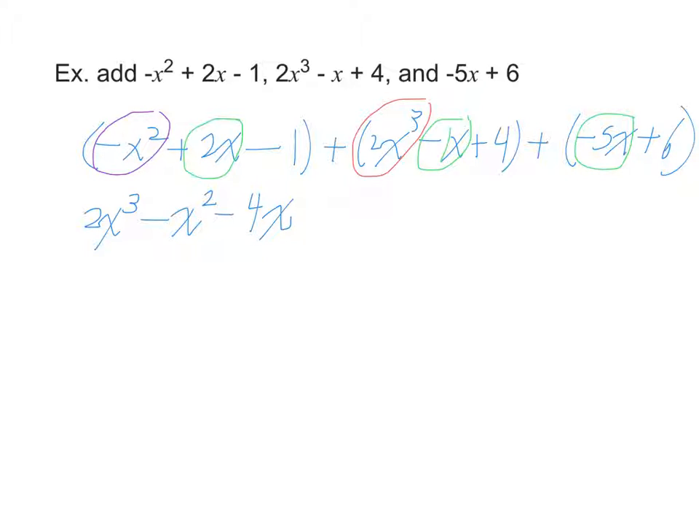Last, I have some numbers to put together. Negative 1, 4, and 6. Altogether, that adds up to 9. So the resulting polynomial is 2x cubed minus x squared minus 4x plus 9.